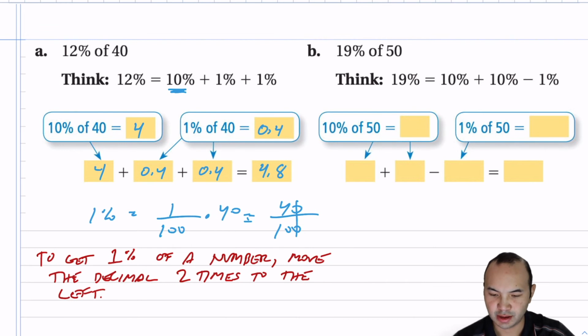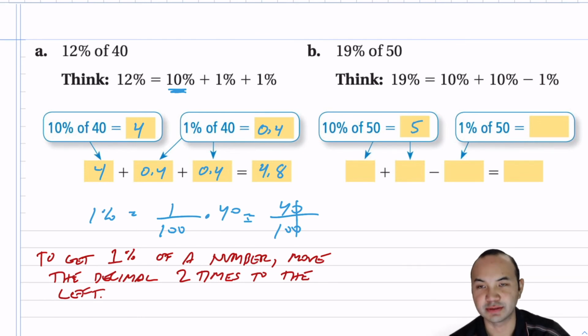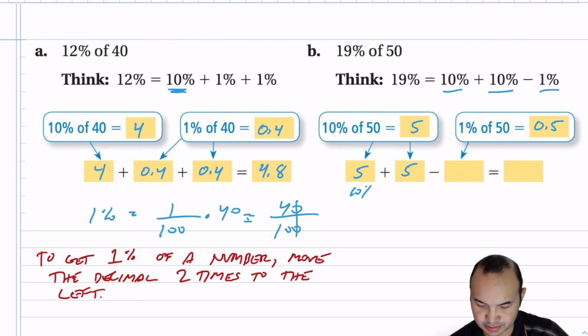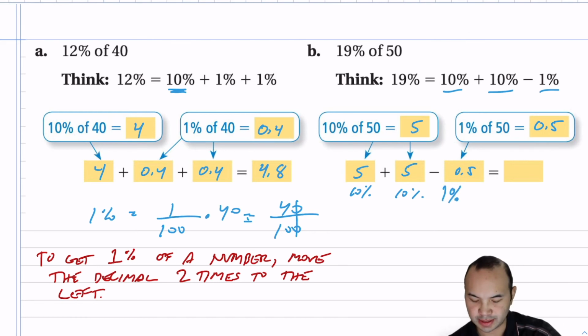19% of 50. So I could also think of it like this. 10% of 50 is 5, right? 1% of 50 is 0.5. Since it's 19, I could go 10 plus 1 plus 1 plus 1, but 19% is the same thing as saying 10 plus 10, which is 20, minus 1%. So 10% is 5, plus another 10% is 5, and minus 1% is 0.5. So if I do that, I get 10 minus 0.5 is 9.5.